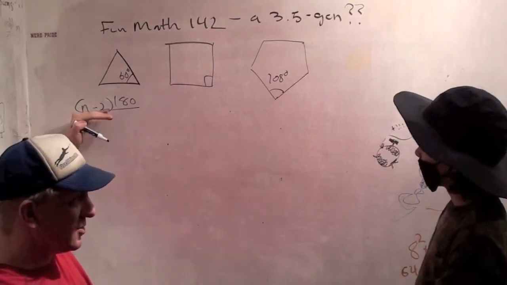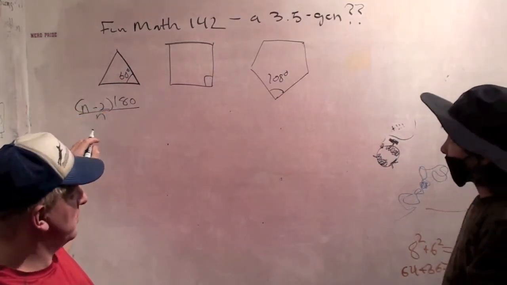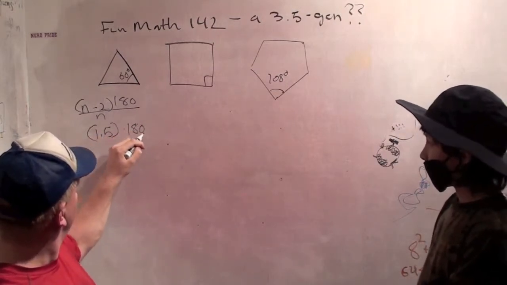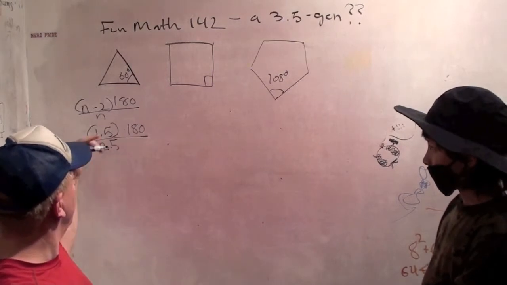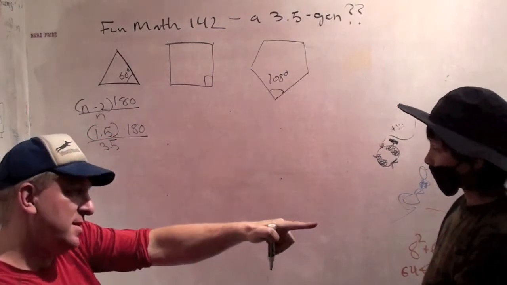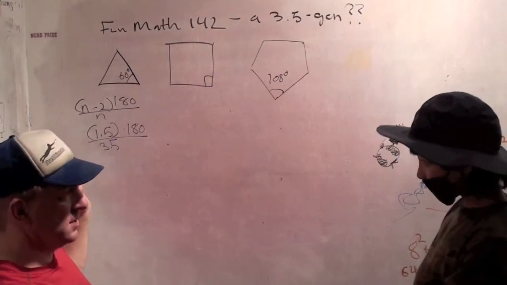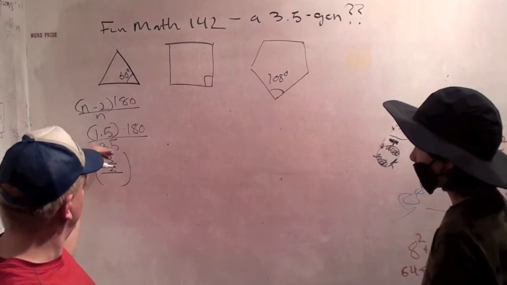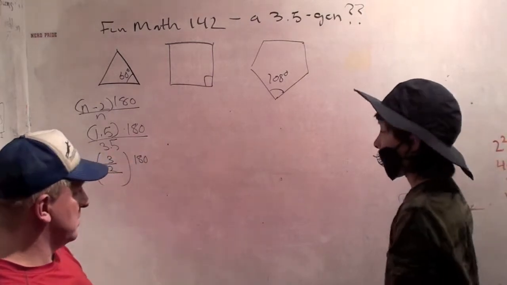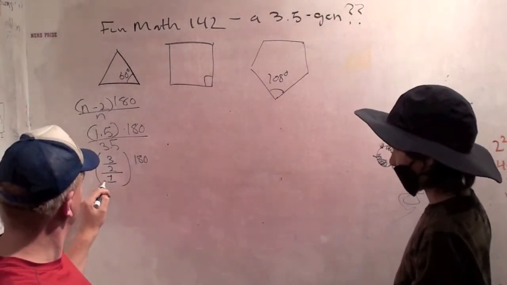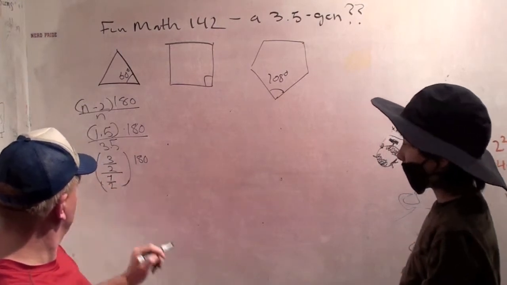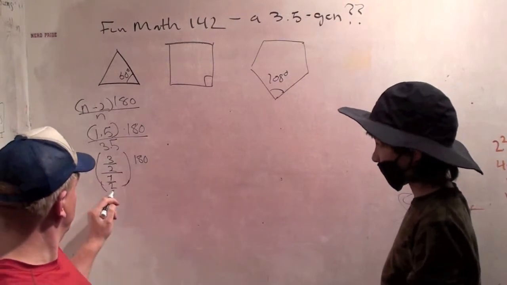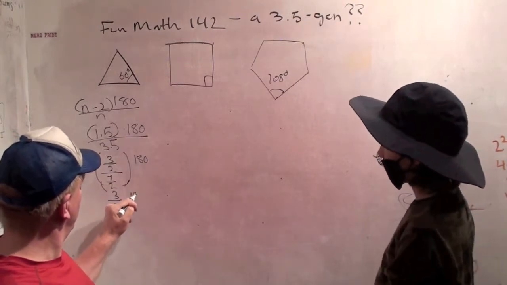So 3.5 minus 2 is what? It's 1.5. And we're going to do times 180 over 3.5. So let's simplify this first. 1.5 as a fraction is 3 halves. 3.5 as a fraction is 7 halves. So what's 3 halves divided by 7 halves? 3 halves times 2 sevenths, which is 3 sevenths. Very good. Times 180, and we won't do that.